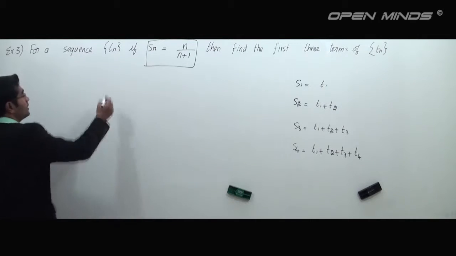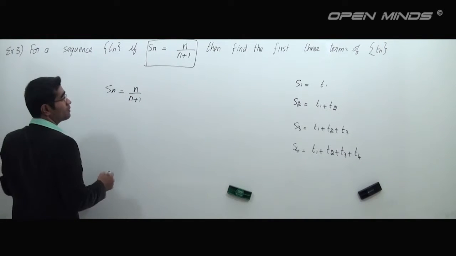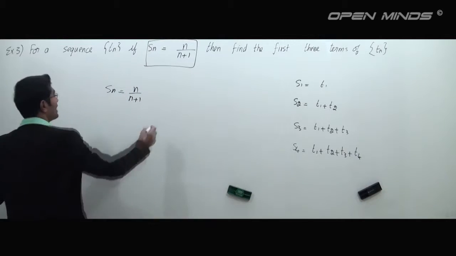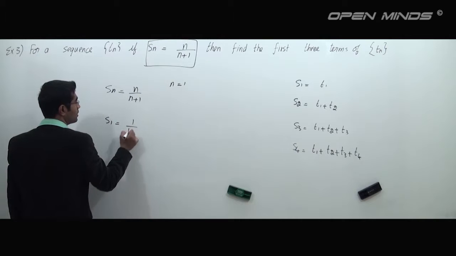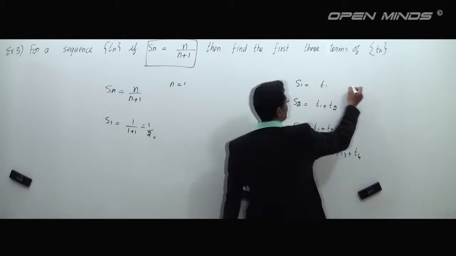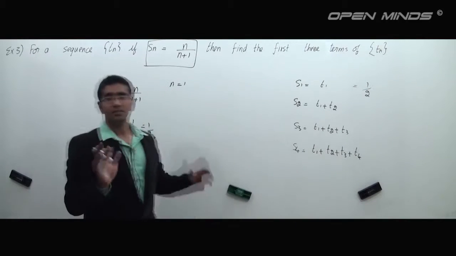Anyway, we'll solve this first and try to understand with another simple example. Let's say given to me is Sn equal to n over n plus 1, and we need to find the first three terms. If I take n equal to 1, I get S1, which is 1 over 1 plus 1, which is 1 over 2.